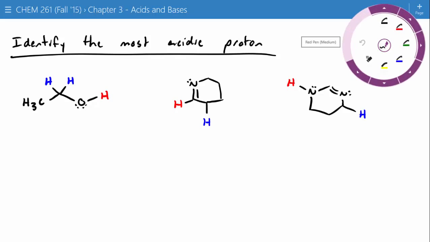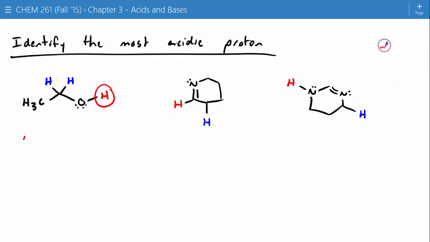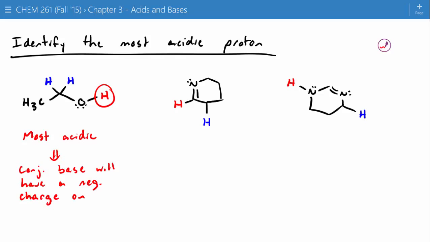And we can circle this and say: most acidic conjugate base will have a negative charge on the more electronegative atom.